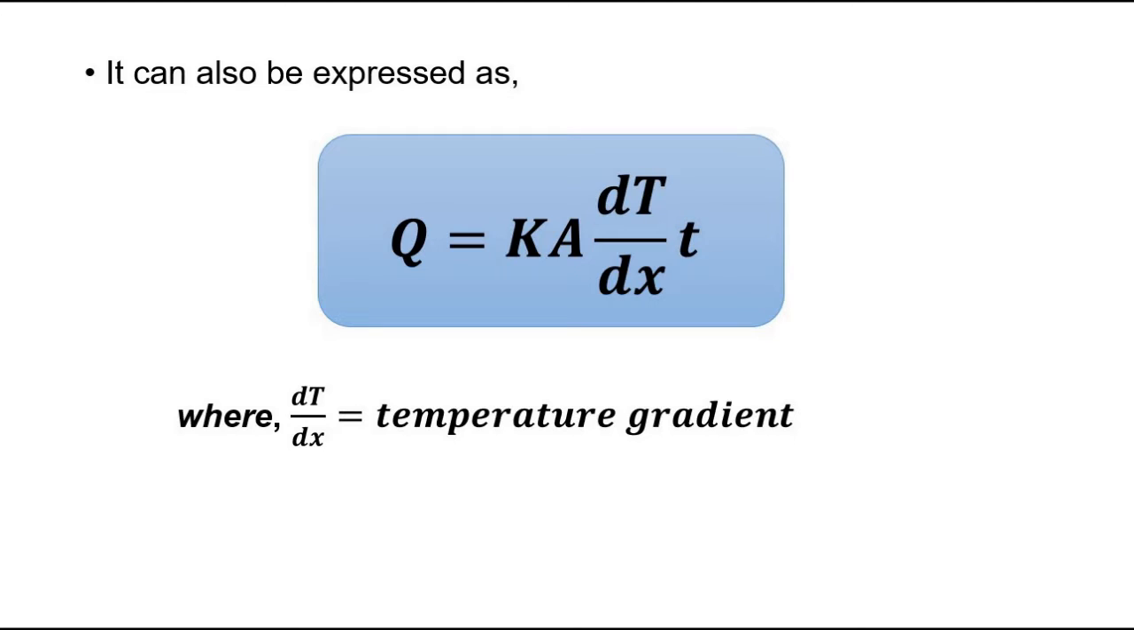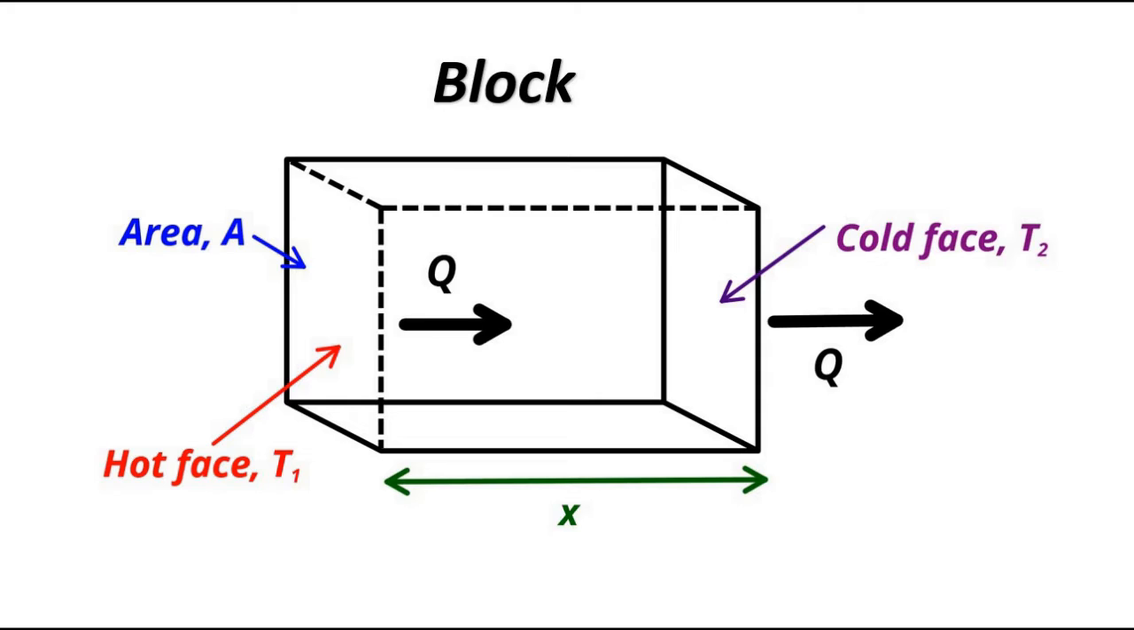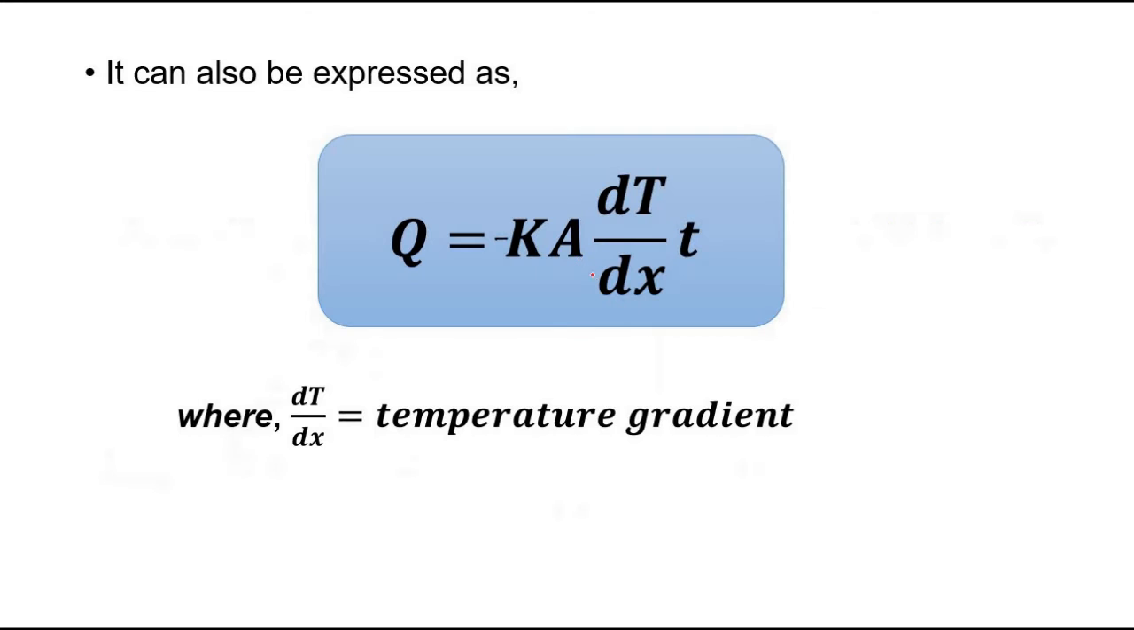Actually it is represented with a minus sign here, and the negative sign comes into play because as we move from the hot face to the cold face in the direction of heat flow, temperature is decreasing. Temperature gradient will be negative. So that's why it is minus K A dT by dx into T. The minus sign highlights the fact that as we are moving in the direction of heat flow, temperature is decreasing with respect to distance.